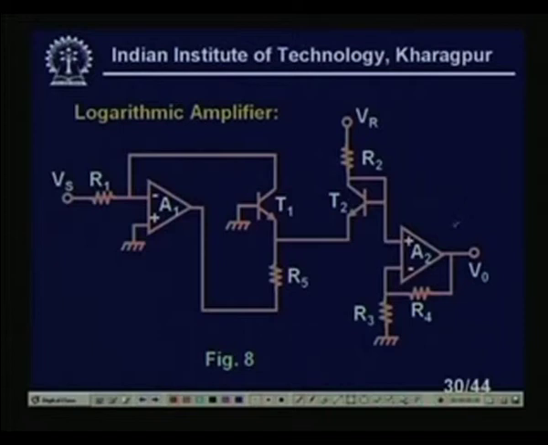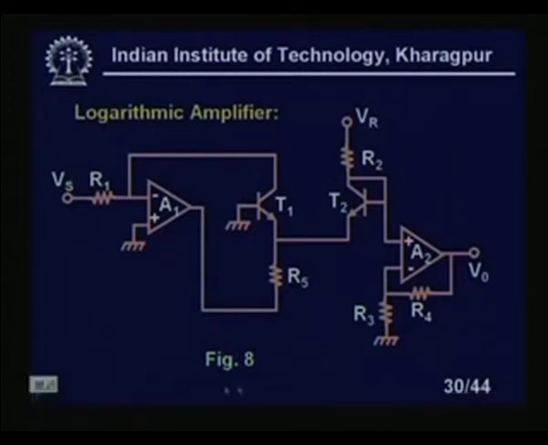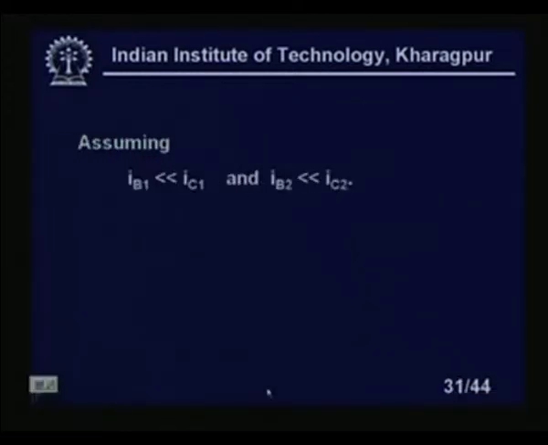We can use two transistors and two amplifiers to make the logarithmic amplifier. The circuit basically uses the diode characteristics, because you know the voltage-current relation of a diode is exponential. That principle is utilized to make these logarithmic amplifiers. If I make the circuit analysis, you see here, assuming that IB1 is much less than IC1, which is quite obvious in all cases of transistors, and in transistor 2 also the base current IB2 is much less than the collector current.